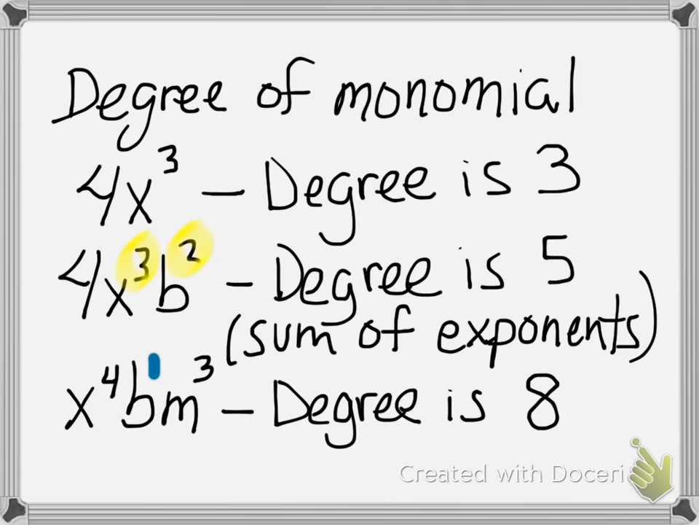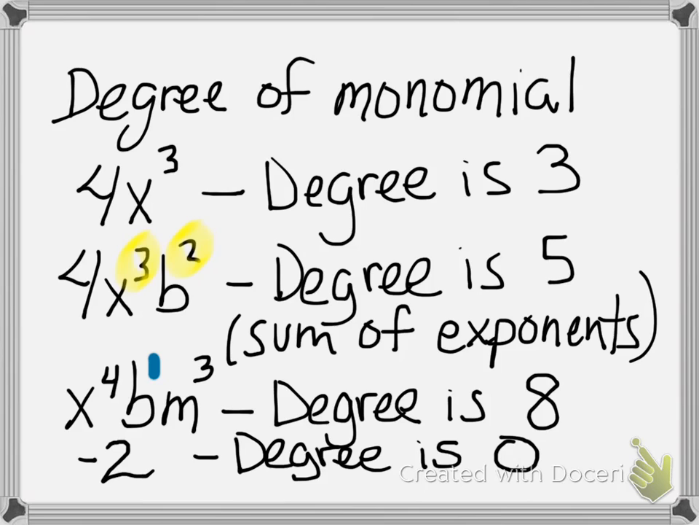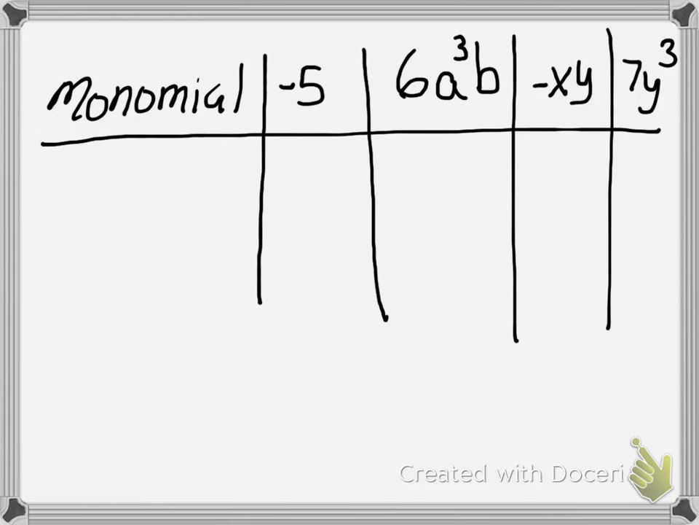If you have just a number like -2, then the degree of that one is 0, because there is no variable with an exponent. So the book has a table that looks like this. Here's an example of 4 monomials, and let's talk about what their degree would be. The degree of -5 is 0 because it does not have a variable.